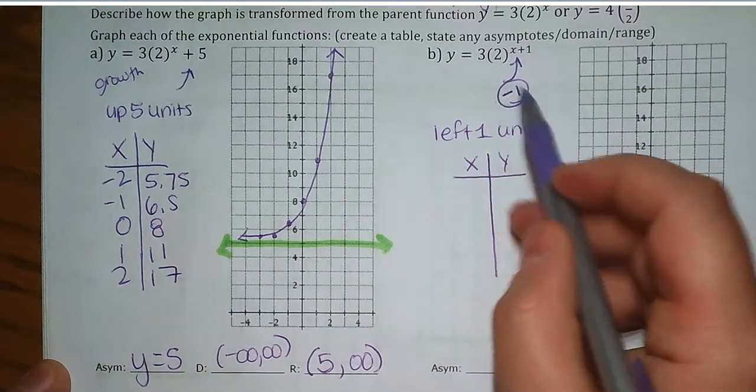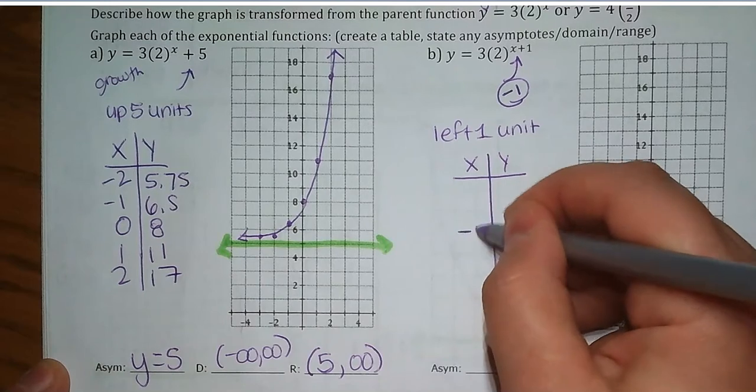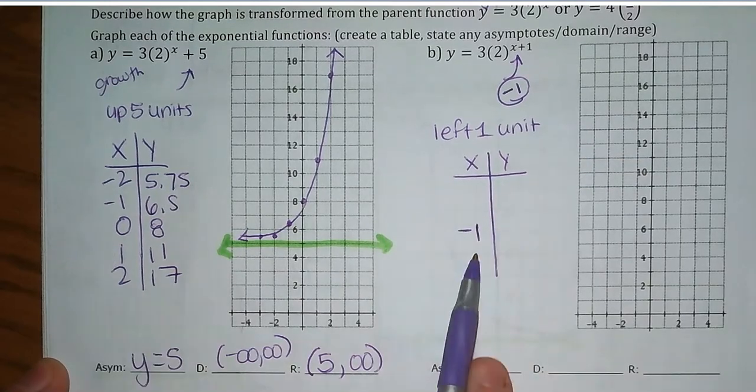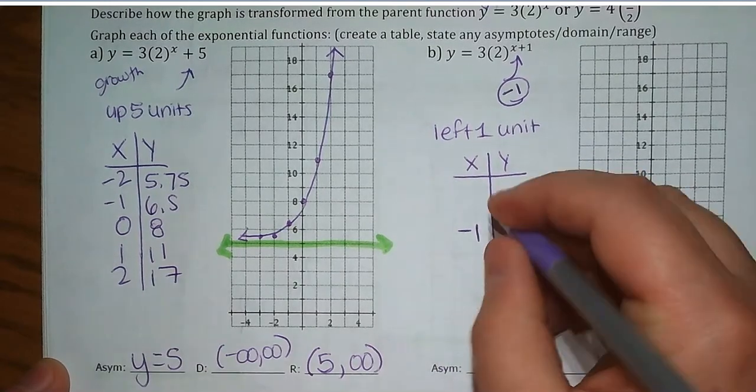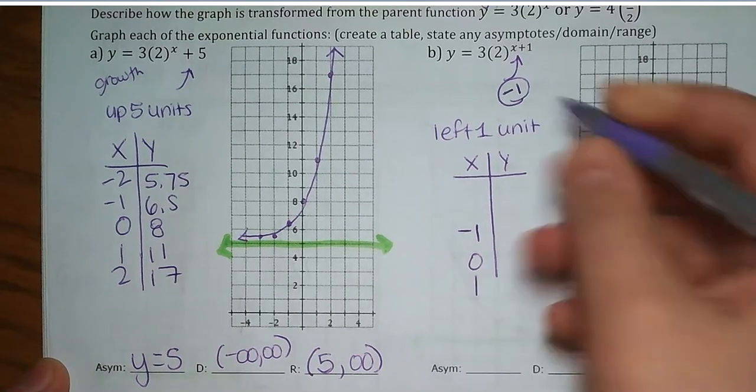Now this is important. Whatever this is goes in the middle of the table. So instead of 0 in the middle, I'm going to put -1. So two larger numbers would be 0 and 1.